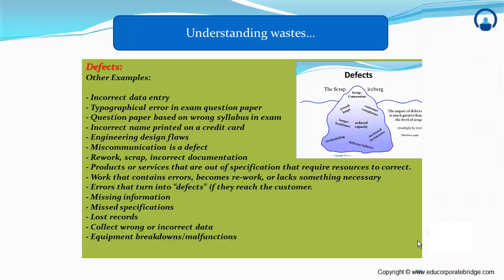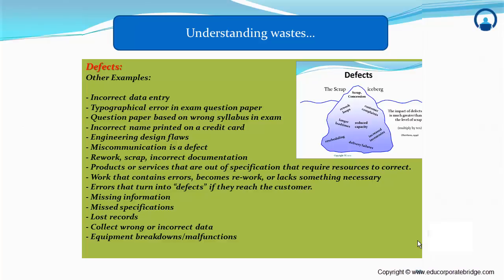Then miscommunication is a bigger defect. If the communication within an organization or between people is not right, a lot of other problems could occur. Because of this defect of miscommunication, plenty of other problems can arise, so we can imagine how serious this defect is. Then rework, scrap, incorrect documentation is again a rework. The customer or the end user will not accept the incorrect documentation, they will not pay for it.